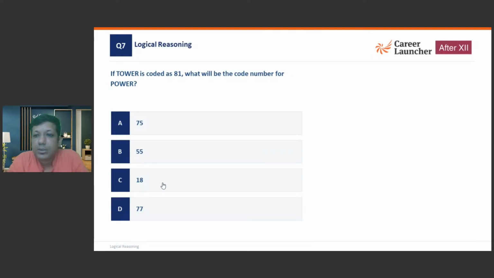What is the answer of this one? So tower is coded as 81. What is the term for power?